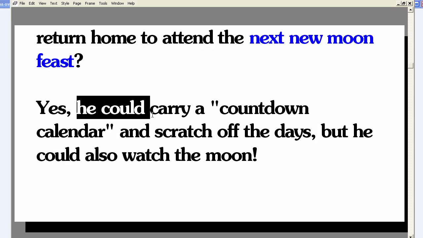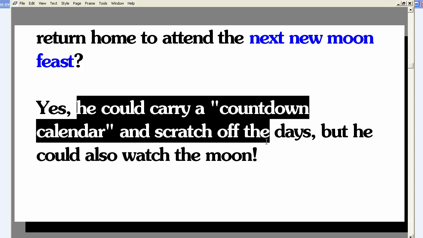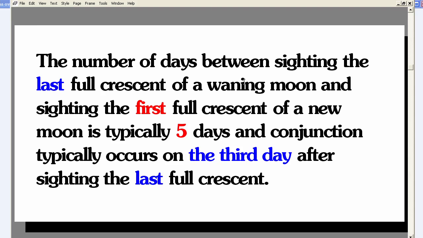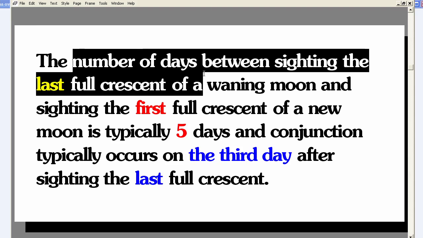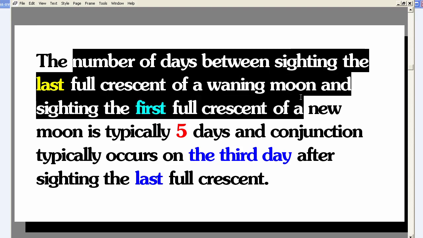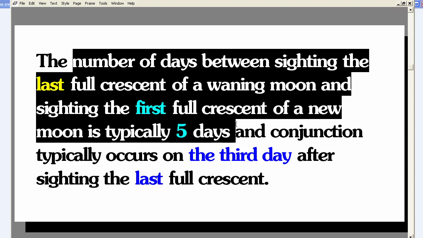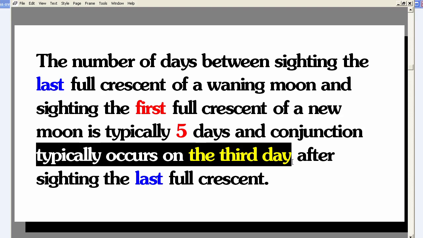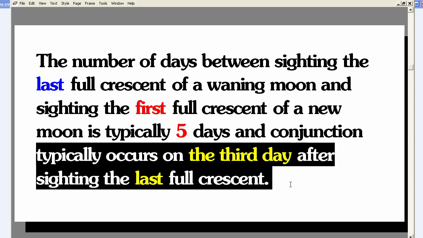Yes, he could carry a countdown calendar and scratch off the days, but he could also watch the moon. The number of days between sighting the last full crescent of a waning moon and sighting the first full crescent of a new moon is typically 5 days, and conjunction typically occurs on the 3rd day after sighting the last full crescent of a waning moon.